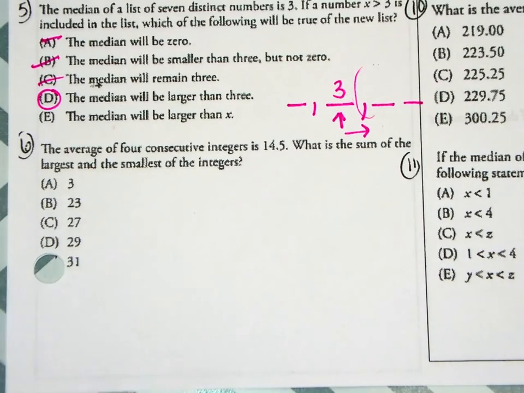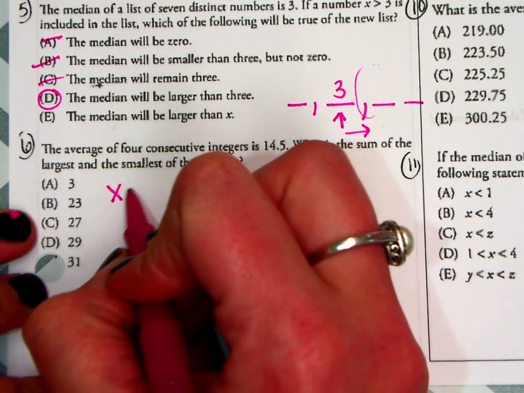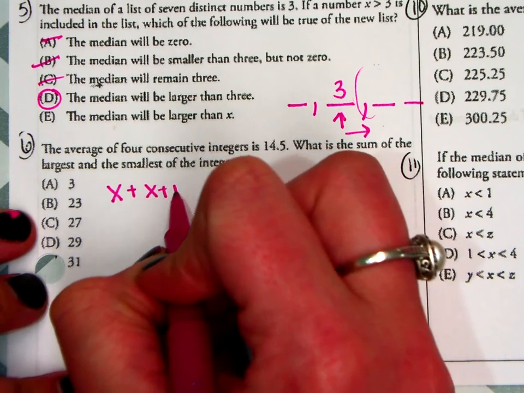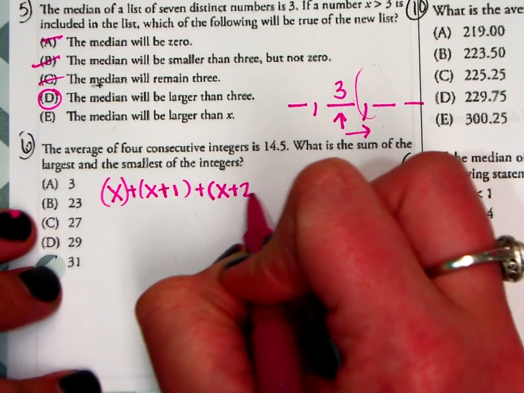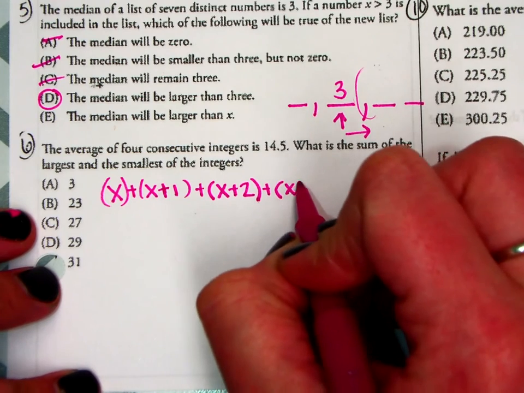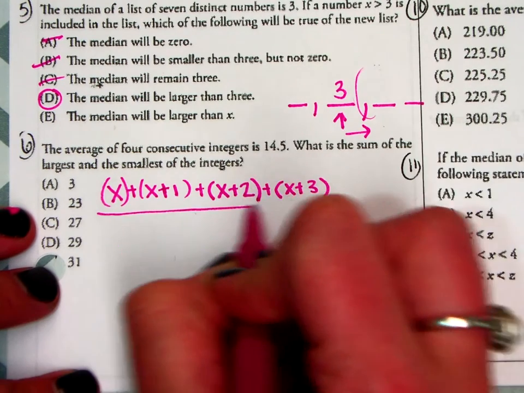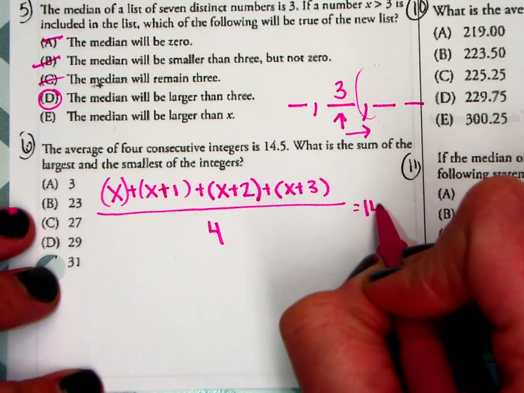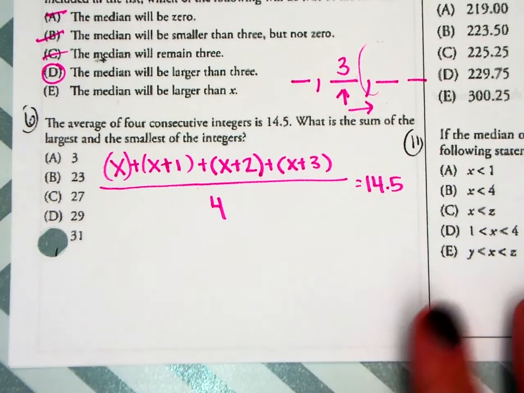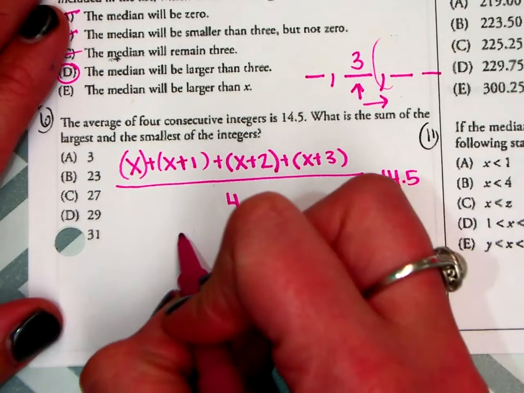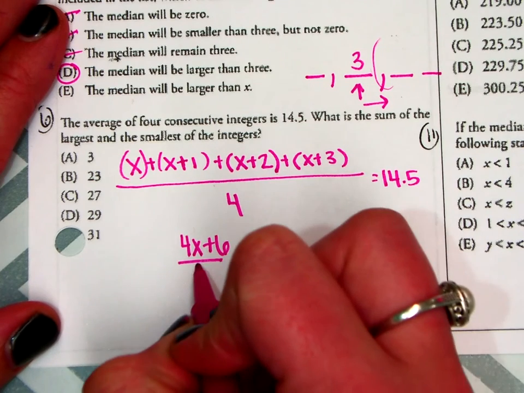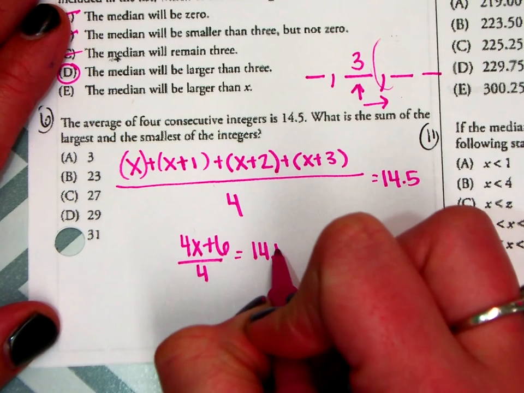Number 6, the average of 4 consecutive numbers is 14.5. What is the sum of the largest and smallest of these integers? Consecutive numbers, first one is x. The second one is x plus 1. So here x is the first number, x plus 1 is the second, x plus 2 is the third, and x plus 3 is the fourth. When I average those four numbers, I get an answer of 14.5. So we did one like this in the notes as well. Simplify the top, so add all your x's and numbers. You get 4x plus 6 over 4 equals 14.5.